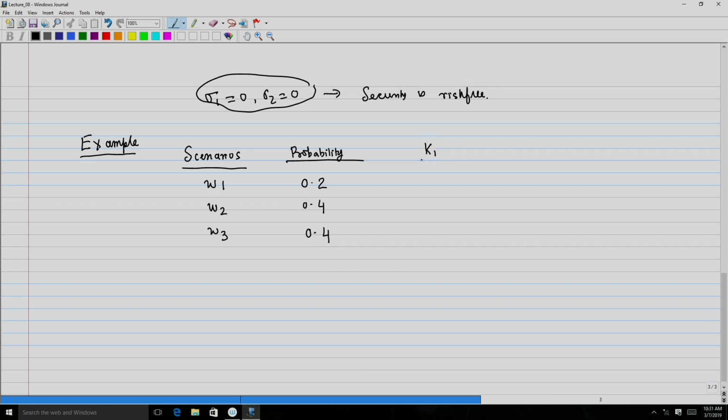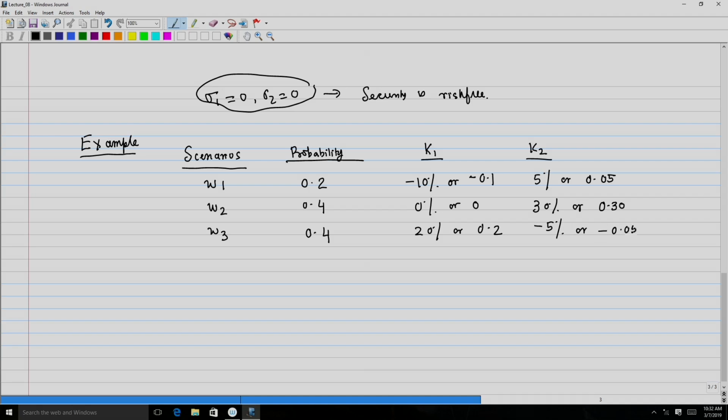So, we consider two assets with returns k 1 and k 2. Now, the return k 1 in the first scenario is minus 10% or minus 0.1. In the second case, it is 0%, and in the third case it is 20% or 0.2. Identically, in case of the second asset, the returns are 5% or 0.05, 30% or 0.30 and minus 5% or minus 0.05.